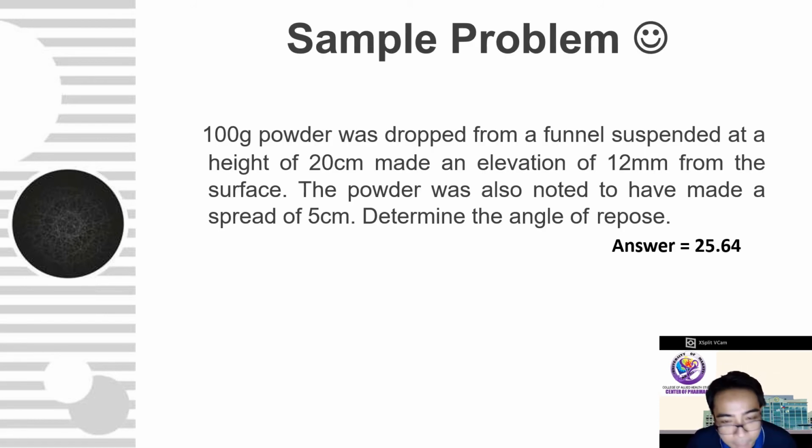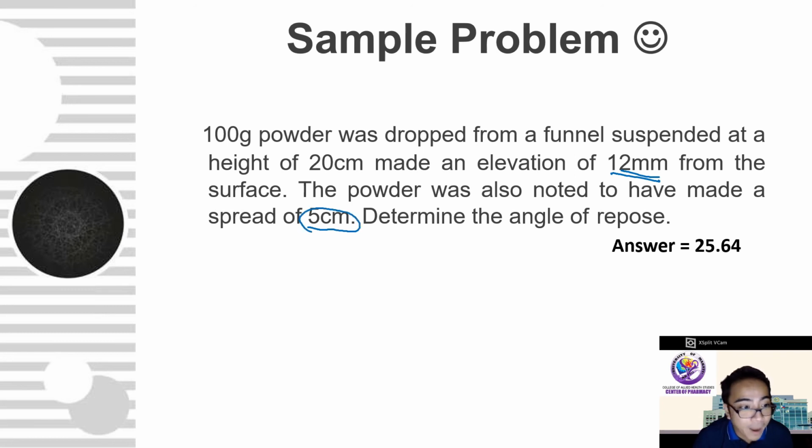Let's have your sample problem class. So, 100 grams of powder was dropped from a funnel suspended at a height of 20 centimeter. So, usually yan class yung standard. 100 grams of powder, height niya dapat should be 20 centimeters. Okay, so that's pretty standard. So, depende na lang sa protocol ng inyong manufacturing firm. Okay, pero that's the usual standard naman. So, afterwards, an elevation was made, 12 millimeter from the surface. Now, the powder was also noted to have made a spread of 5 centimeter.